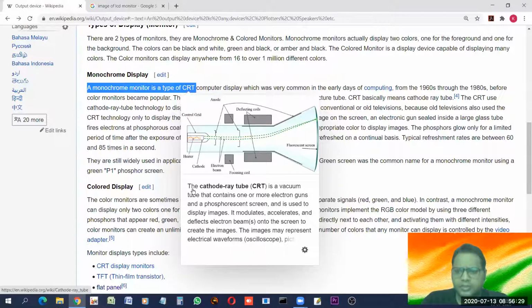Let's once read this also. It is one of the technologies. This may come in your exam also. What is CRT? The cathode ray tube. A cathode ray tube is a vacuum tube that contains one or more electron guns. An electron gun is something which emits electrons. Now, what is an electron? Why is it emitted? You need to learn a little more, but not in this class.